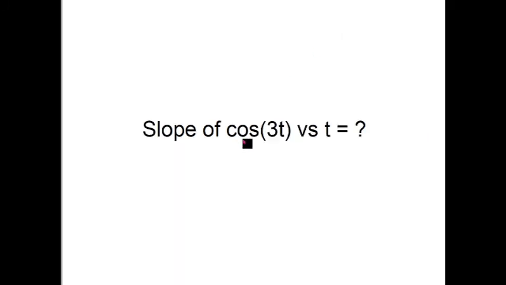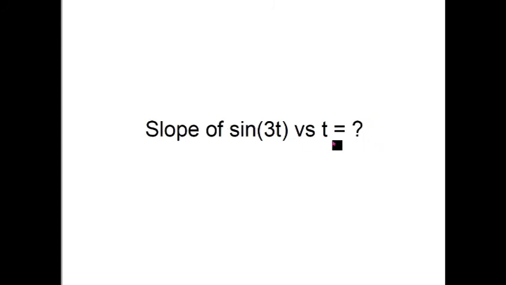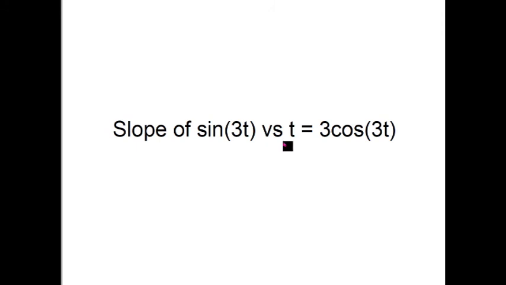If I have a cosine of 3t versus t, what is my slope going to be? Well, the number that's multiplied by 3 here is basically taking my graph and then squishing it into a smaller space. And so that makes it steeper by a factor of 3. So we'd have cosine becomes negative sine, and then that 3 comes out front. If I have the sine of 3t, well, sine becomes cosine when I do the slope, and that 3 comes out, so that's 3 cosine of 3t.